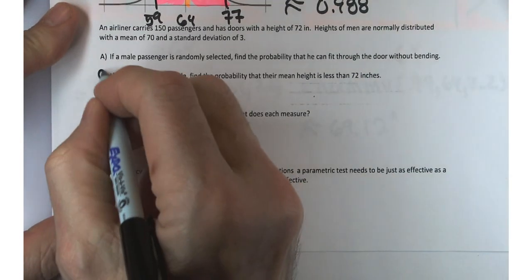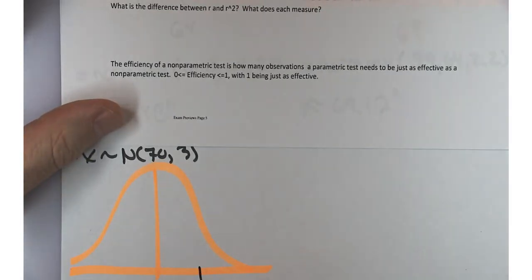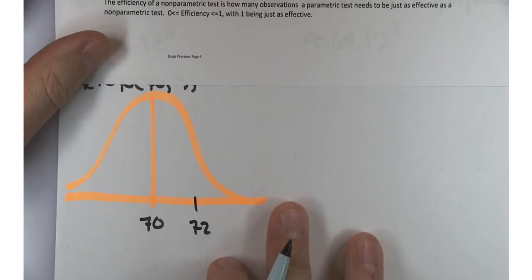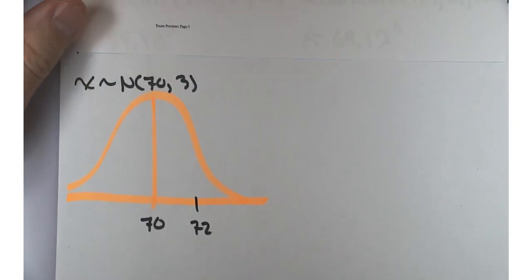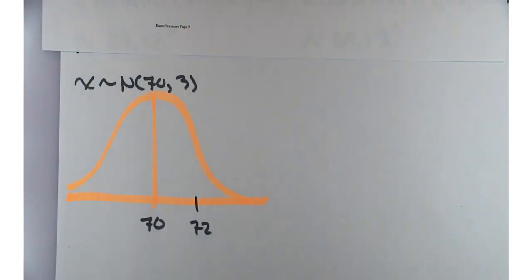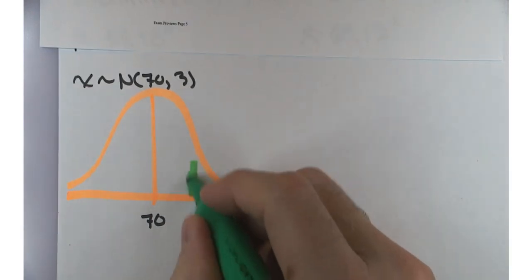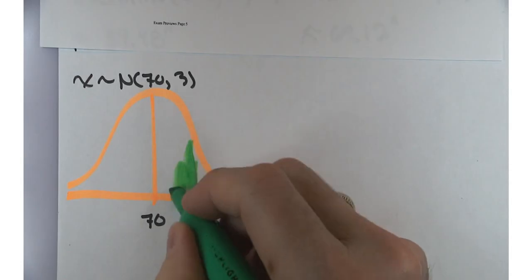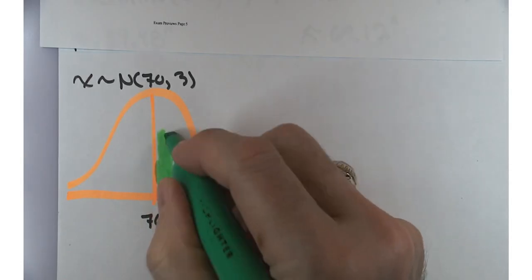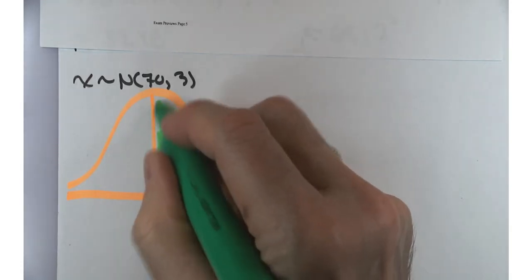Without bending. So if the door has a height of 72, where are the people that don't have to bend? Are they to the right or to the left of 72? To the left of 72. So, yeah, to the left of 72. Before you do any calculations, before we calculate this probability at all, can anyone tell me anything about this probability, what they expect?